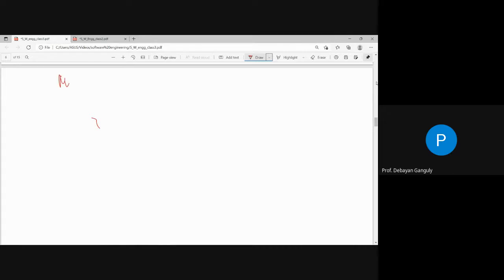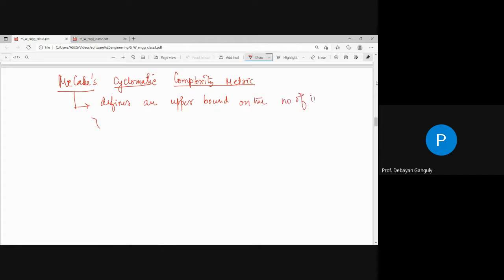This question will always come up in your semester examinations, as there is a formula by which you have to solve the problem. The formula is very simple, but you can at least solve the problem. The McCabe cyclomatic complexity metric defines an upper bound on the number of independent paths in a program.